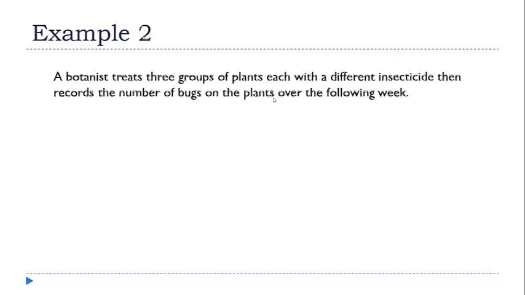Now, this scenario was a little more complex than the previous one. This researcher wants to study the effectiveness of several insecticides. So the sample here will be the three groups of plants that are being treated. And the population will be all the plants of those types. Now with something like this, it's important to be specific. It would be a mistake to assume that the population will be something like all plants.